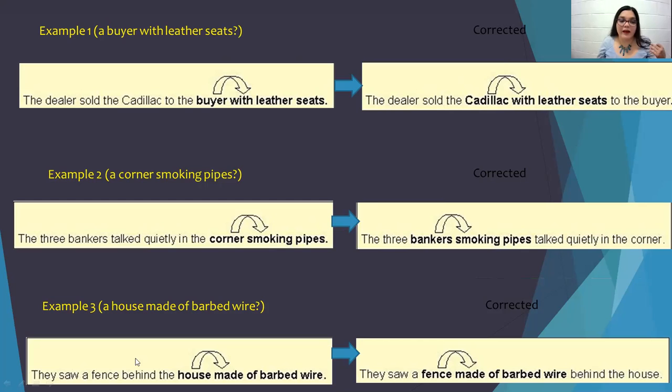Third example, a house made of barbed wire. They saw a fence behind a house made of barbed wire. The house? They saw a fence. The fence was made of barbed wire. So they saw a fence made of barbed wire behind the house. You see how the meanings change if you don't place them correctly?